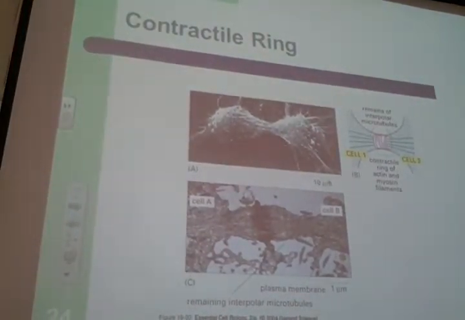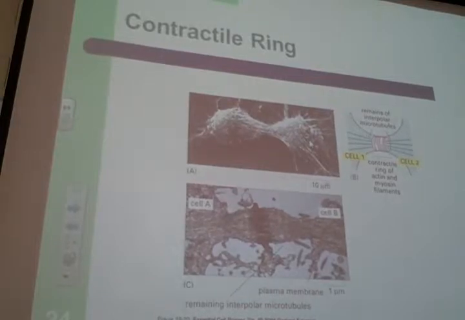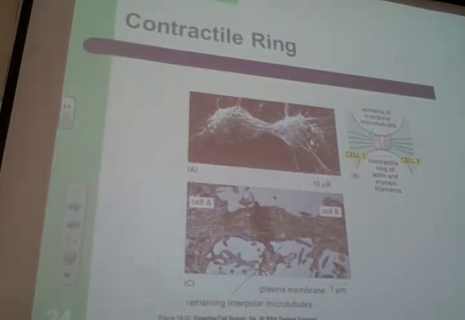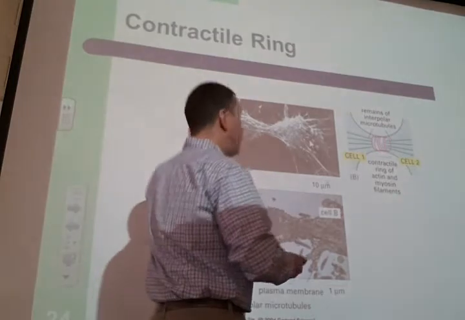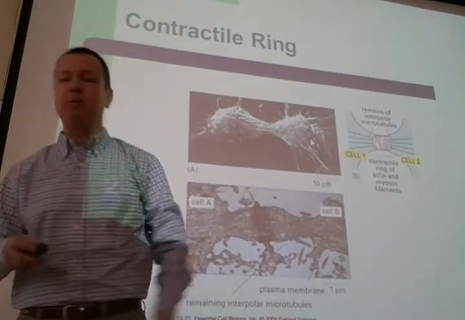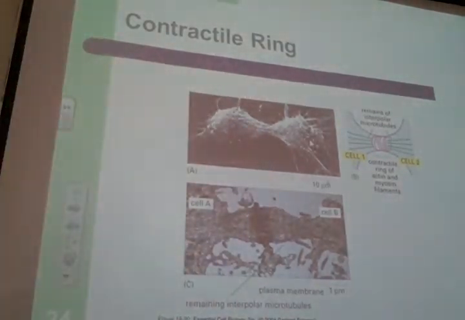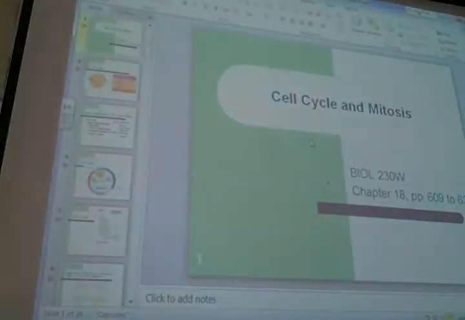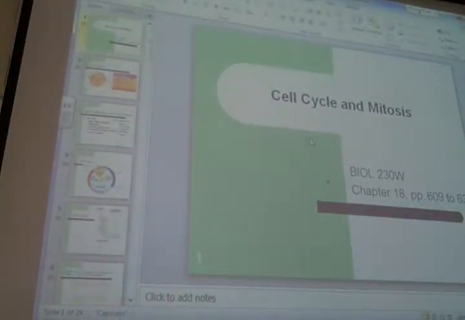So again, you can stop that by throwing in drugs that mess up the actin filaments, for example, and then this won't happen, and you'll have one cell with two nuclei, for example. And that, in short, is mitosis. So let's start looking at some animations and put some of this in motion.